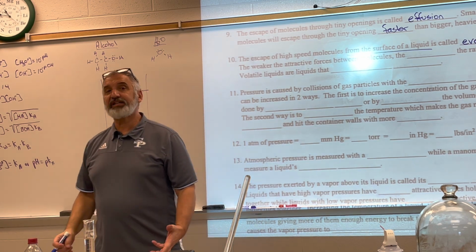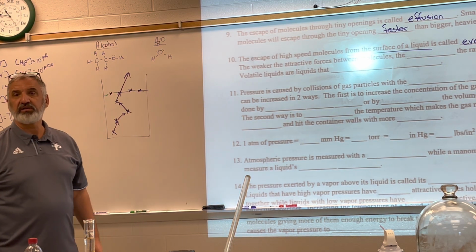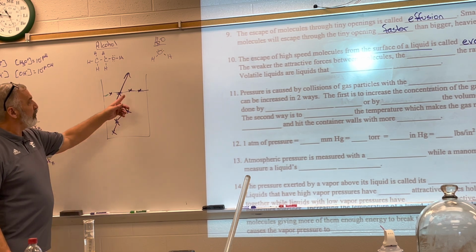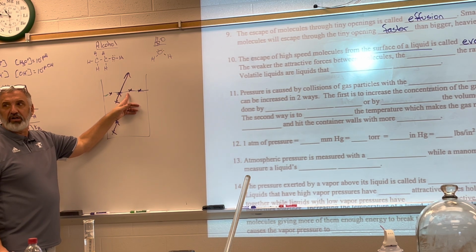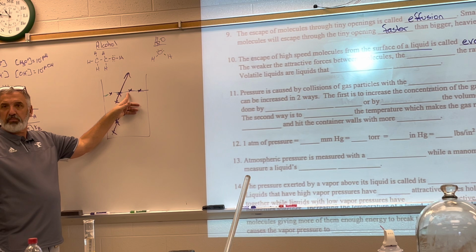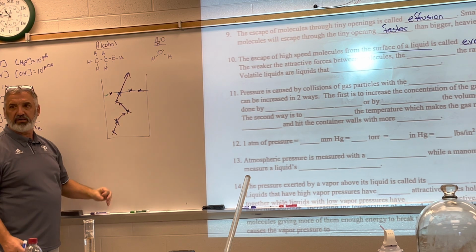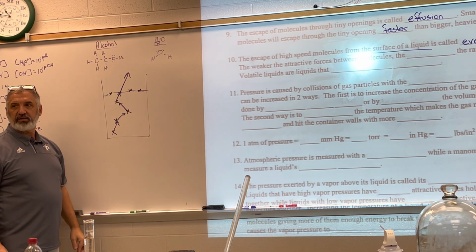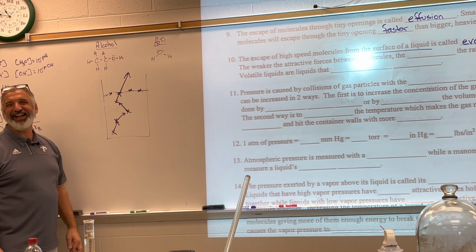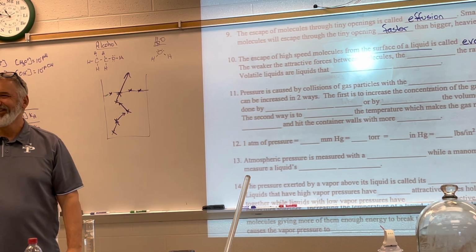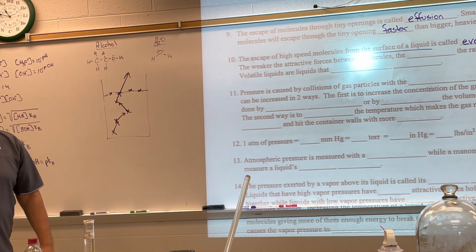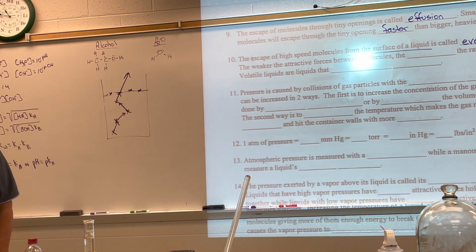But what about the attractive forces? If there's weaker attractive forces, like alcohol, does alcohol evaporate more quickly or more slowly than water? Slowly. Quickly. I'm telling you. No, okay. Alcohol evaporates much more quickly.